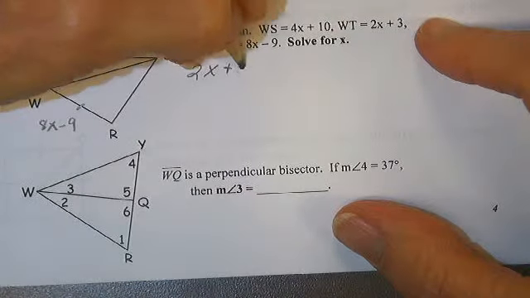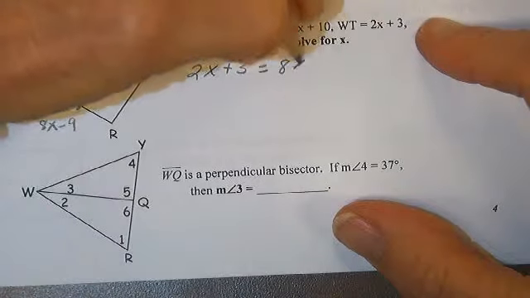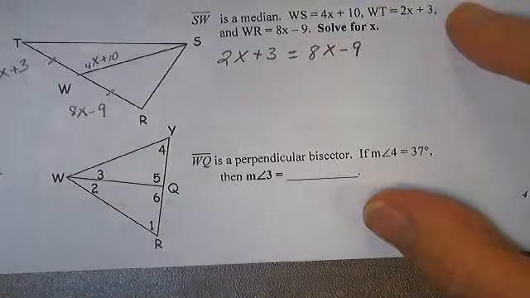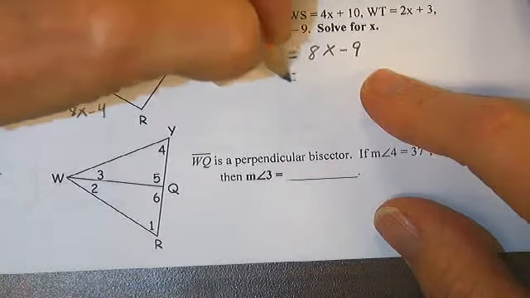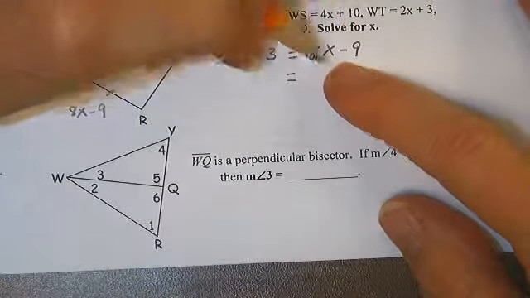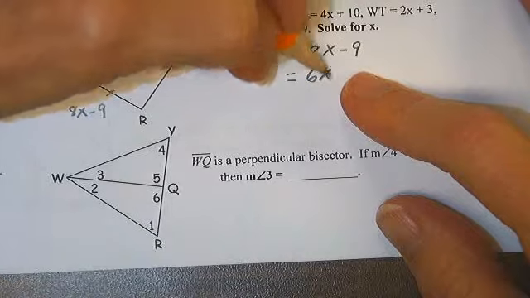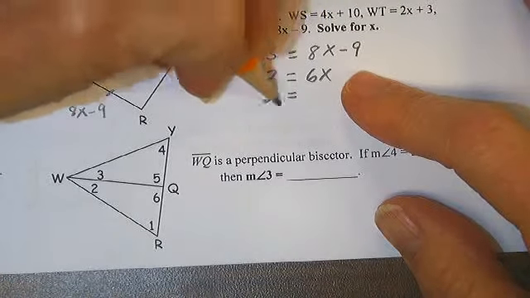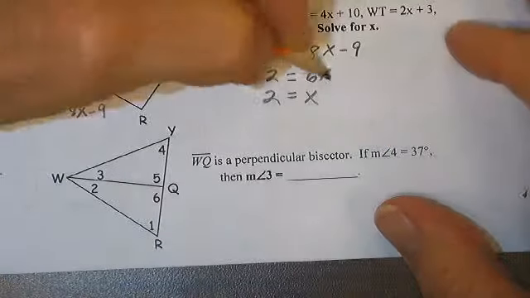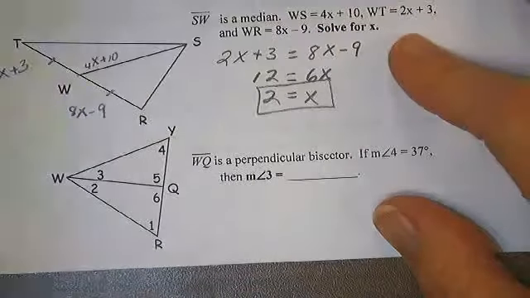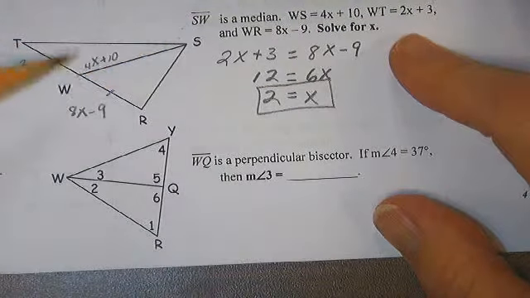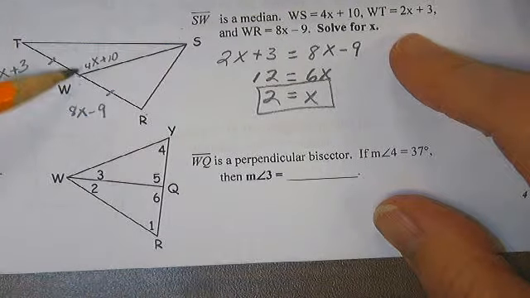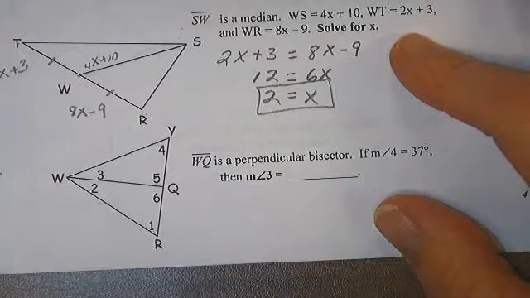2x plus 3 is equal to 8x minus 9. I sure hope this works out better than the last one. That gives us, subtract 2x from each side. 6x equals 12. X equals 2. Because SW is a median, we can set up an equation. This segment is equal to that segment.